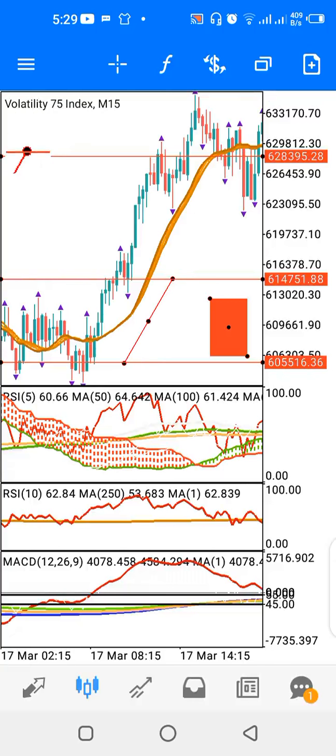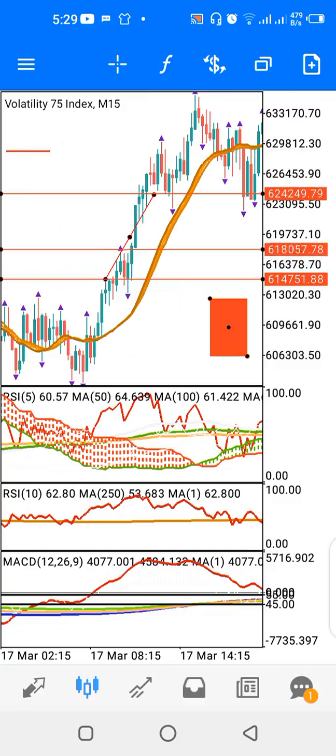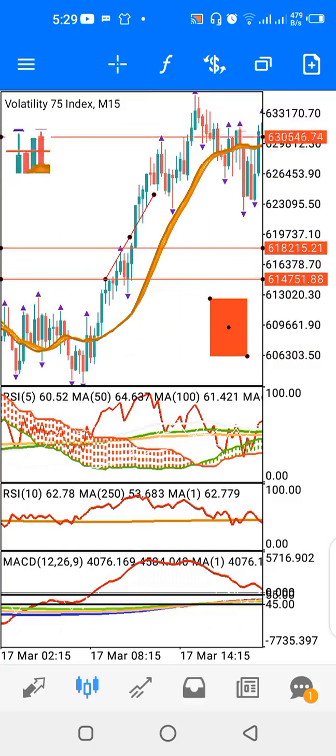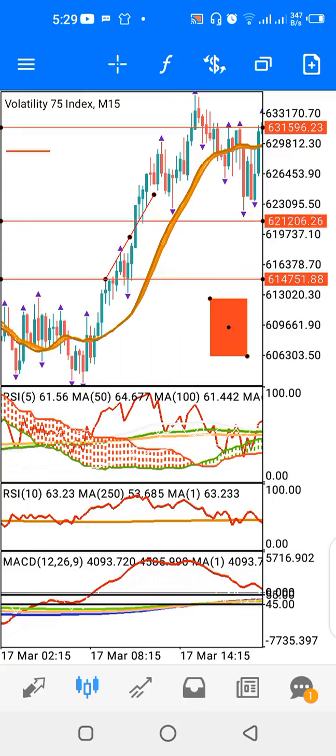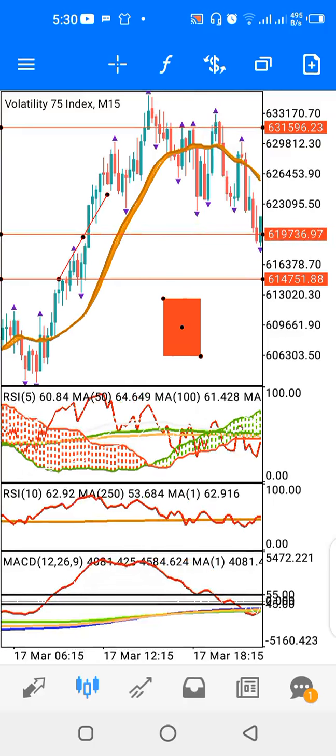So this should be our take profit. You can measure the take profit, and this is your TP. As soon as price gets to TP, you can remove the TP and start to trail. You can shift your TP and start to trail your stop loss. Trail with stop loss.